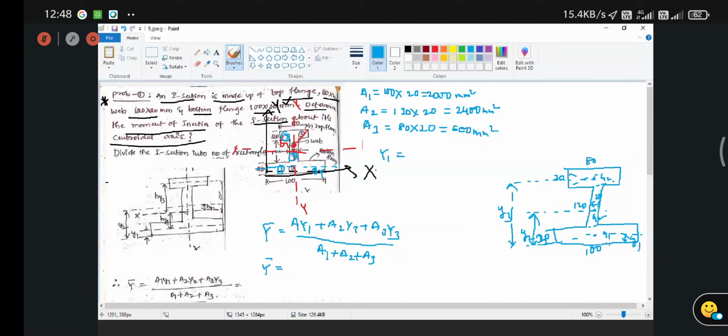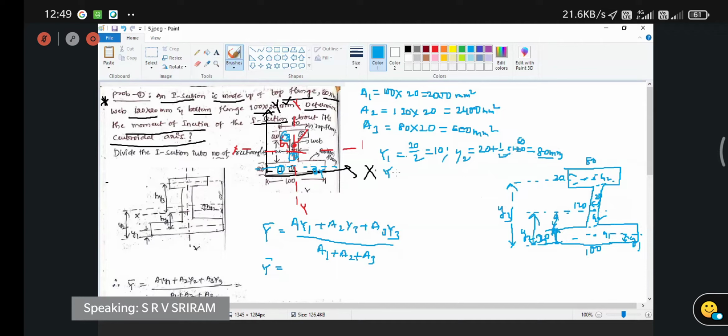So y1 is equal to how much? It is 20 divided by 2, which is equal to 10. And y2 is equal to how much? It is the second rectangular section, so you have to move from the origin, from here to here, 20. So 20 plus half of the height of the second rectangle. The height is 120, so half is 60. 20 plus 60 is 80 mm. So the second one is 80 mm. Now the third, y3.